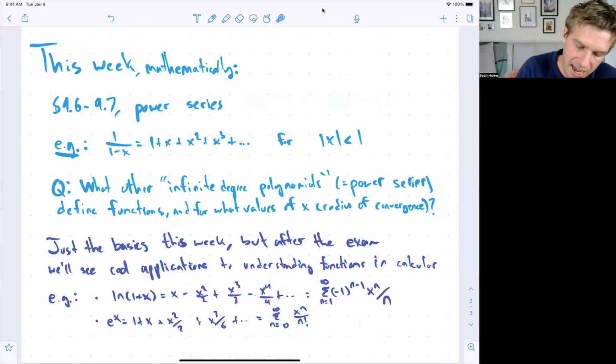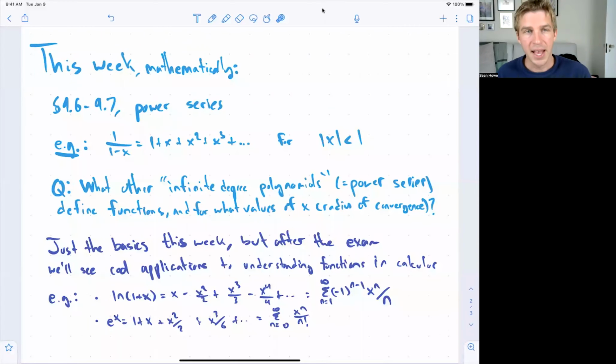Well, we're doing sections 9.6 to 9.7. This is on the topic of power series. And so previously we were studying infinite sums, so infinite series, and we're asking, if I had some list of numbers, an infinite list of numbers, when can I add them all up and get something that really makes sense?